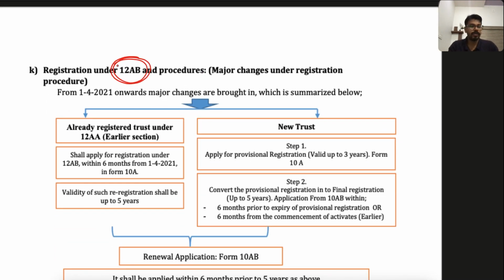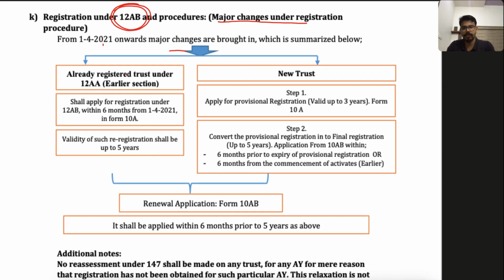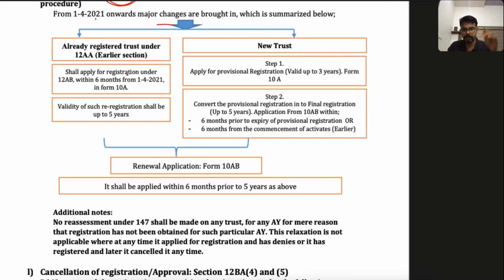Then 12AB. There's a new section they brought in. So there's a major change under the registration procedures. I've given the summary here. Actually, it's not a new change they brought in, it has been there from 2021 onwards. So if anybody is not aware of this amendment, you have to go through this. I'm just showing it here. You can take a screenshot of it, because it's not a new amendment, that's why I'm not going to discuss it.